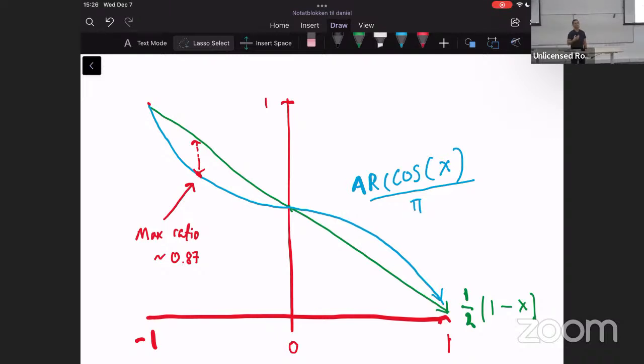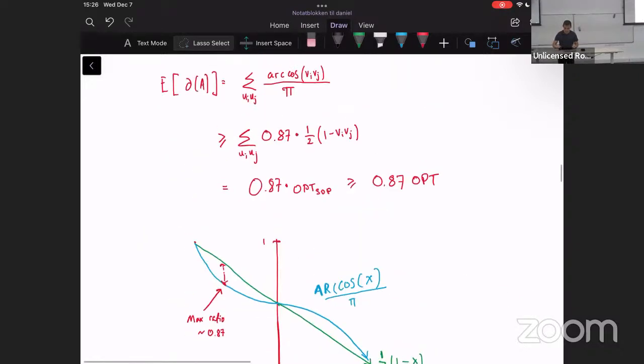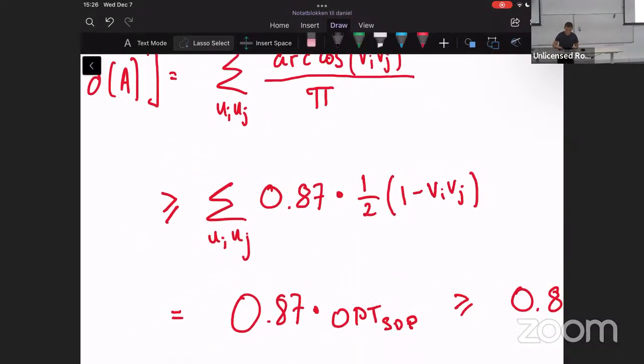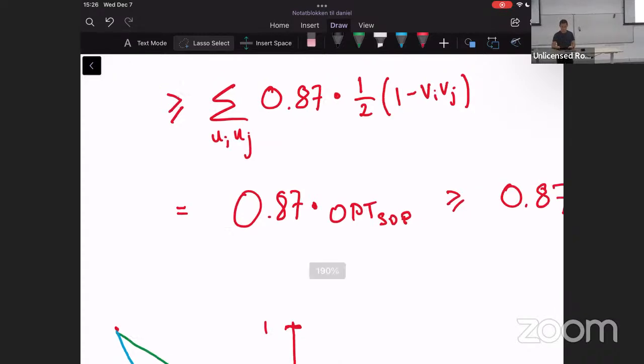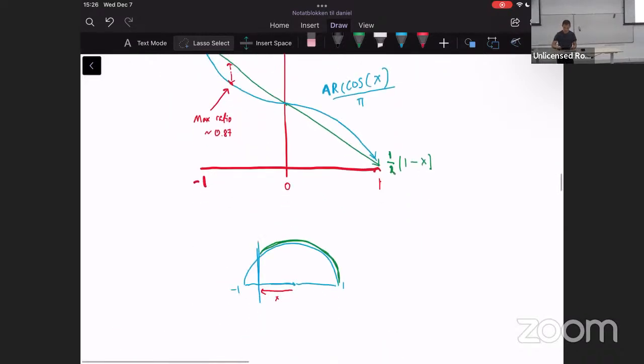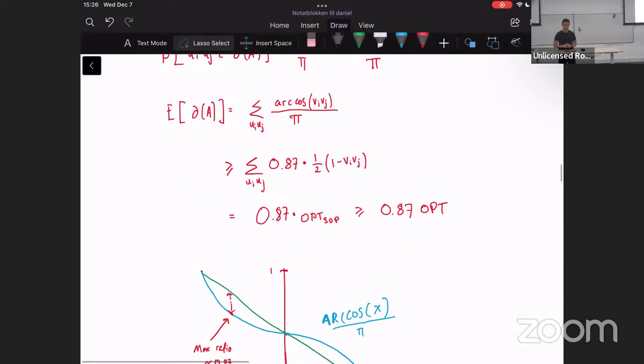Okay, now if you know your trigonometry, you can do some variable substitutions and prove this analytically, but I don't want to. So then you're getting that this is at most 0.87 times the sum of 1/2 minus vi·vj, which is of course 0.87 times opt SDP, because this was just the objective function value. And that actually concludes the whole algorithm.